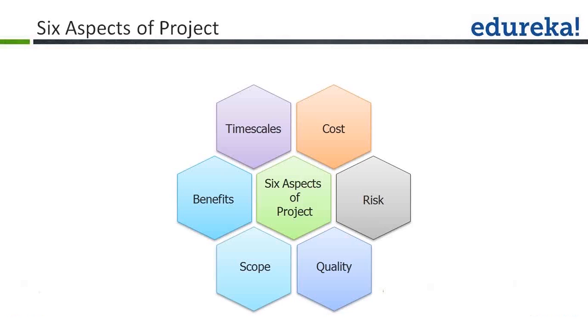The progress of the project is tracked with respect to these 6 variables. Each of these variables can have permissible tolerance based on the nature of the project. Now let's go through these 6 aspects one by one.